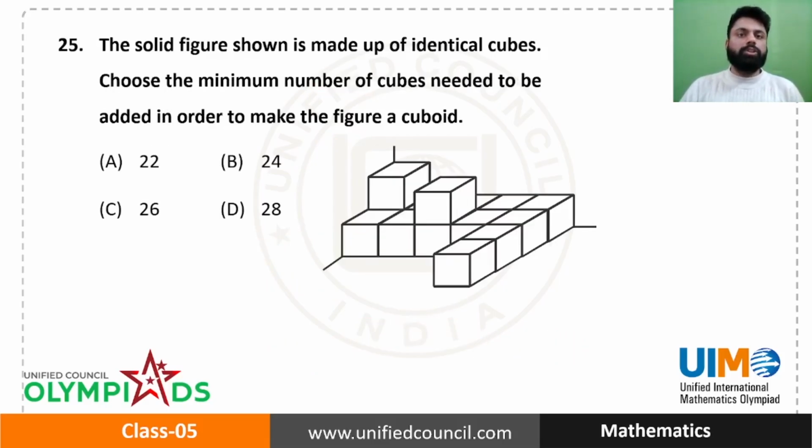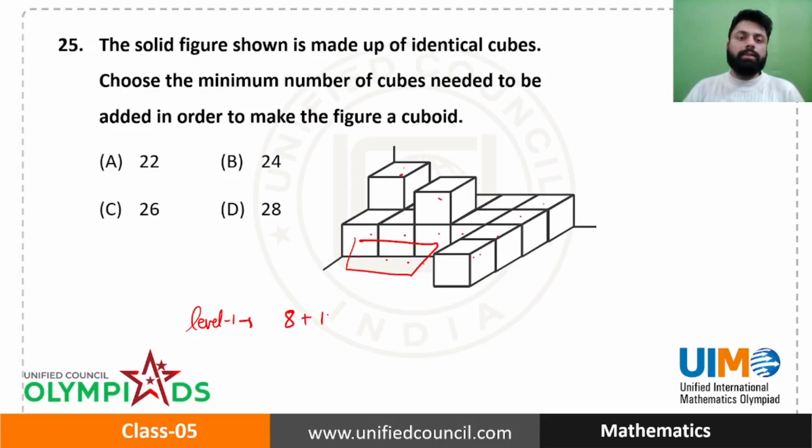The solid figure shown is made up of identical cubes. Choose the minimum number of cubes needed to be added in order to make the figure a cuboid. So see, in order to make it a cuboid, 1, 2, 3, 4, 5, 6, 7, 8 cubes are required over here, 8 in level 1. Then this is 1, 2, 3, 4, 1, 2, 3, 4. Total 16 are there, but 2 are already placed.